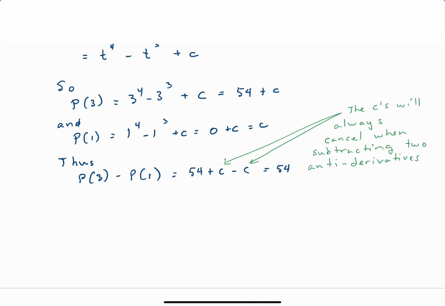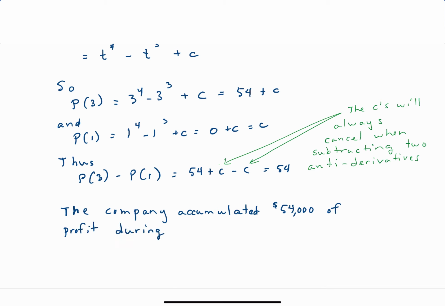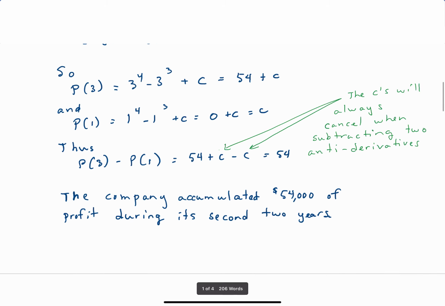So even though we don't know what c is, meaning we don't know what the actual profit function is, we can still determine that the company accumulated $54,000, because this was given in thousands, $54,000 of profit during its second 2 years. This is the kind of problem we'll be working on in this section.